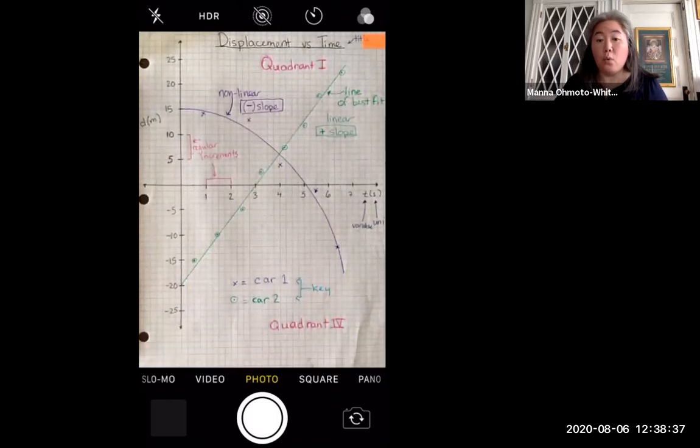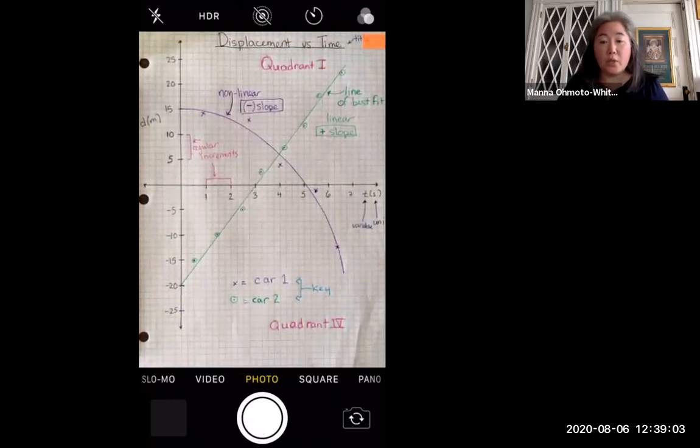If you have more than one set of data being plotted, you need to have a key. Color coding is great, but you don't have to use it. I've shown here that car 1 is both purple and uses X's, and car 2 is green and uses circled dots. If you don't have different colors, you can use X's and circled dots. If you have colors, by all means use colors.